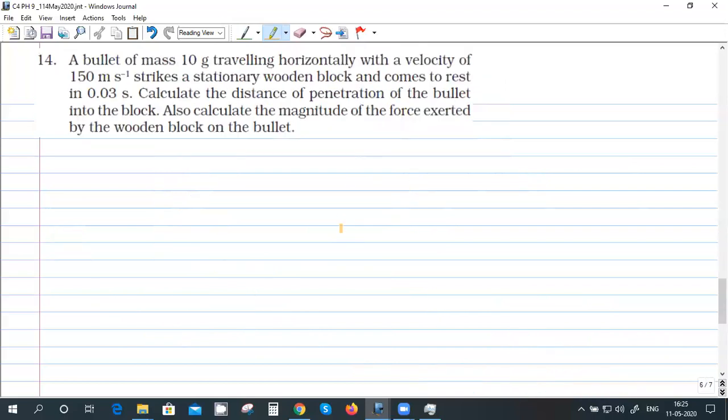Okay, this one. The bullet goes inside the block. First is paraphrase the problem. Yeah, I did it in my notebook.